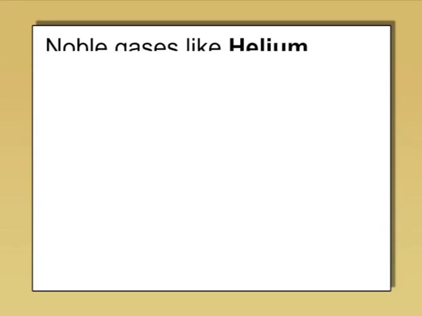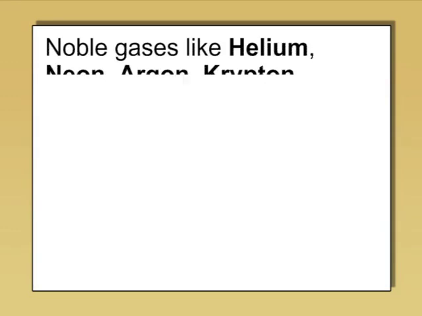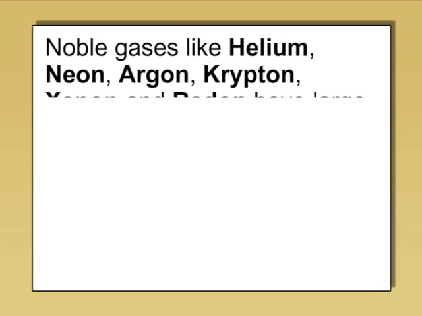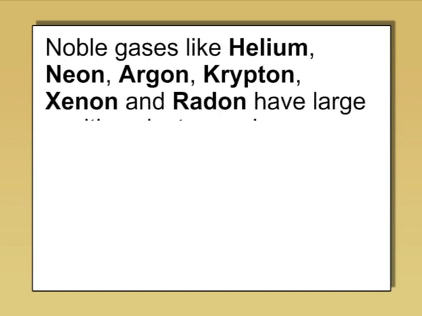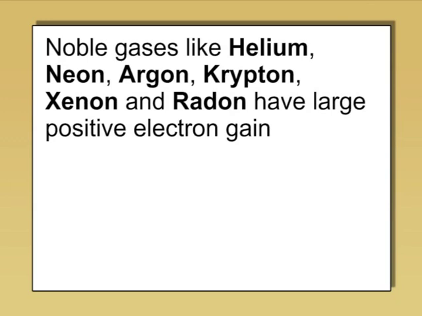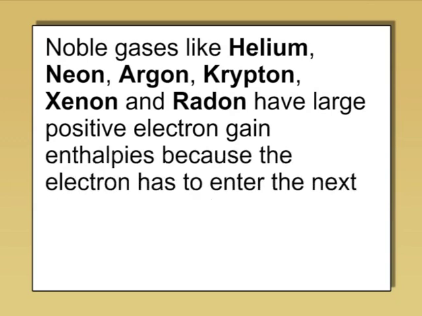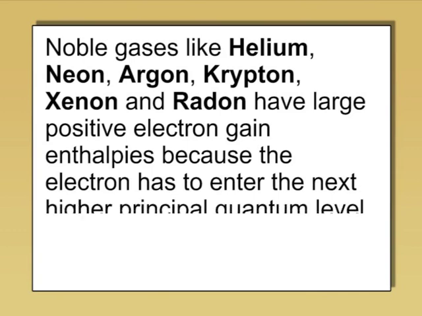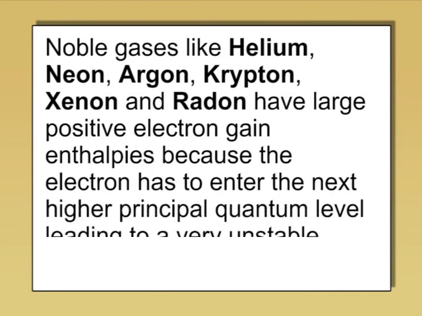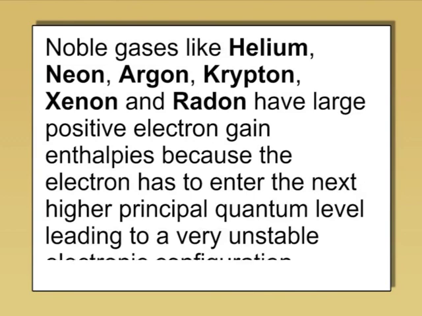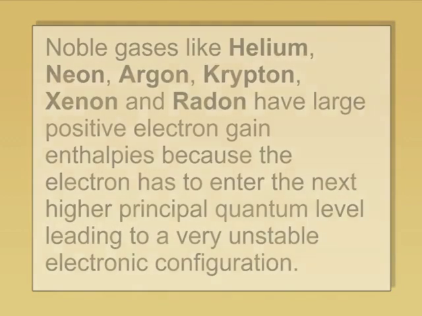On the other hand, noble gases like helium, neon, argon, krypton, xenon, and radon have large positive electron gain enthalpies because the electron has to enter the next higher principal quantum level, leading to a very unstable electronic configuration.